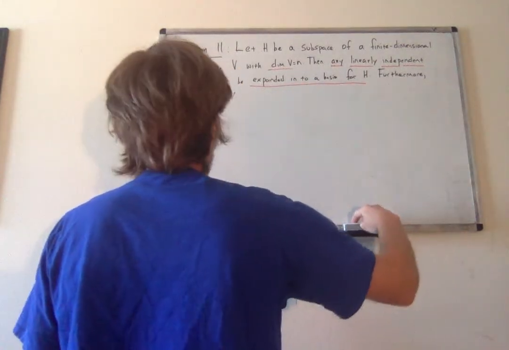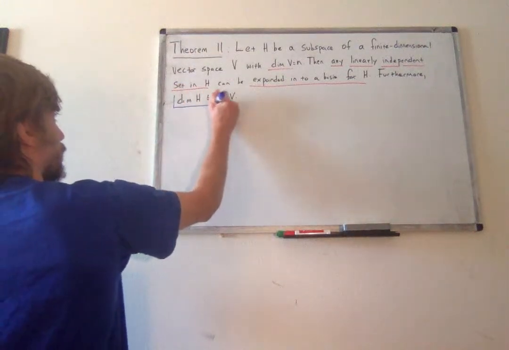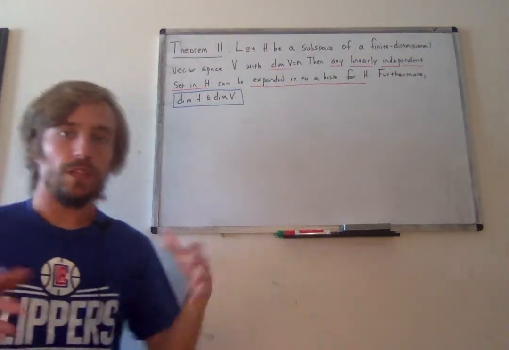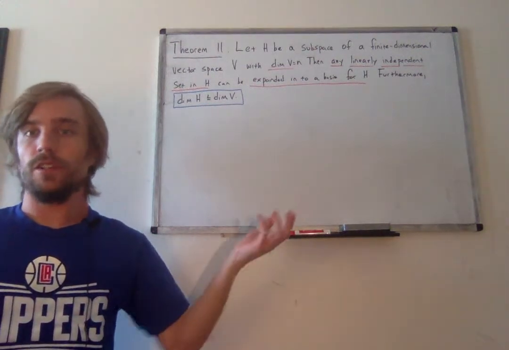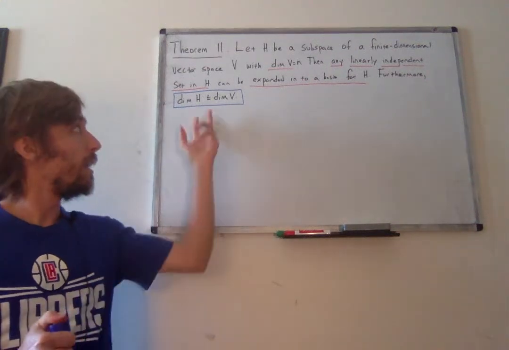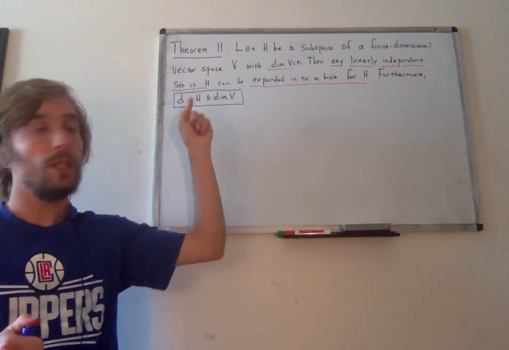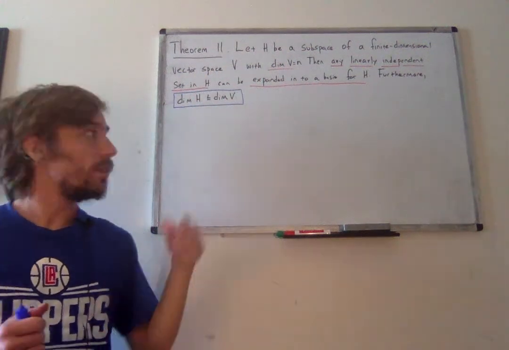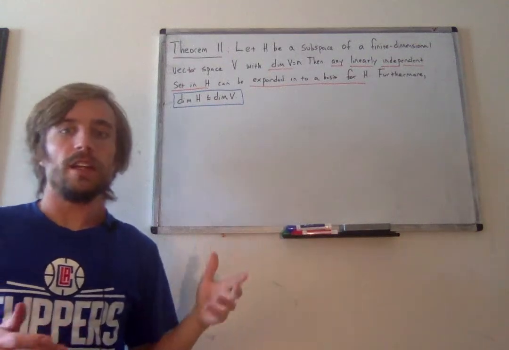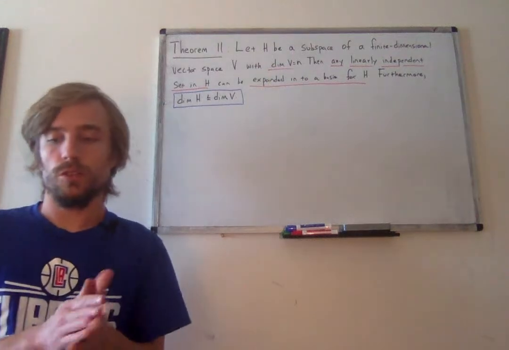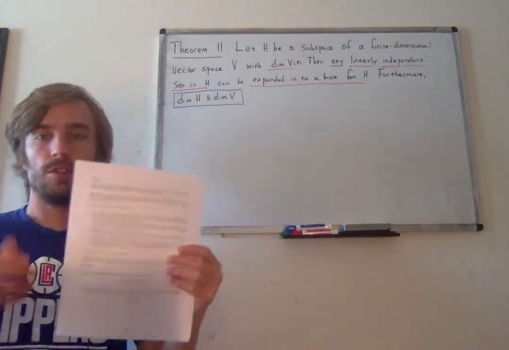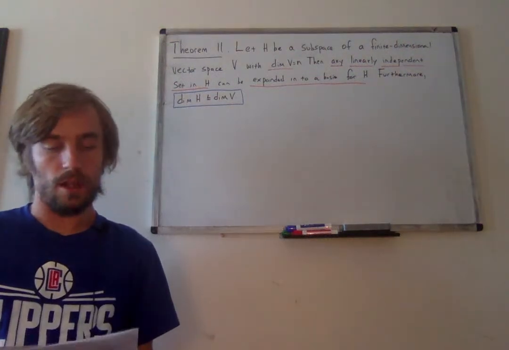And then this part of the result to me is fairly intuitive: if H is a subspace of V, remember that means H is a vector space that is contained in a larger vector space V, well, then the dimension of H has to be less than or equal to the dimension of V. And this part here is why we have to assume that V is finite dimensional, because if the dimension of V is not finite, then this less than or equal to doesn't really make sense. So, like we've been doing, the proof is outlined in the worksheet.